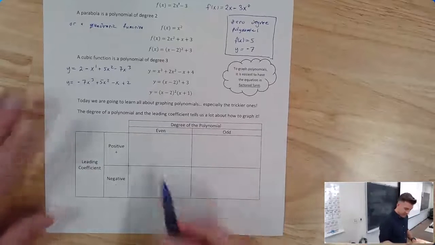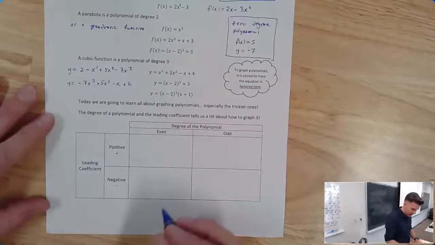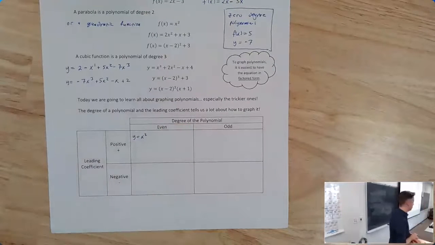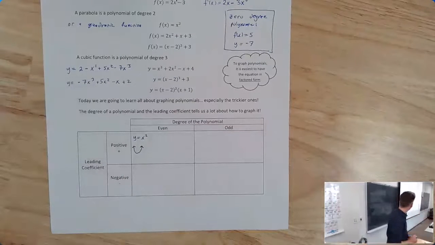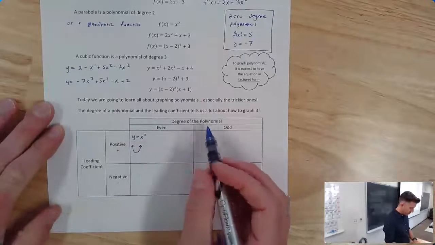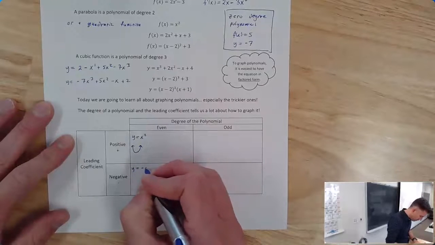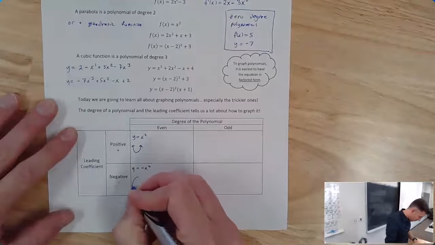So if it's even and the leading coefficient is positive, I would encourage you all to think of the graph y = x squared. That is a polynomial with even degree with a positive leading coefficient, and I know it looks like this. And just for contrast, for a polynomial with even degree with a negative leading coefficient, I'm going to think of y = -x squared, which looks the same, except it's been flipped over or reflected vertically. So it's going to be opening downward.